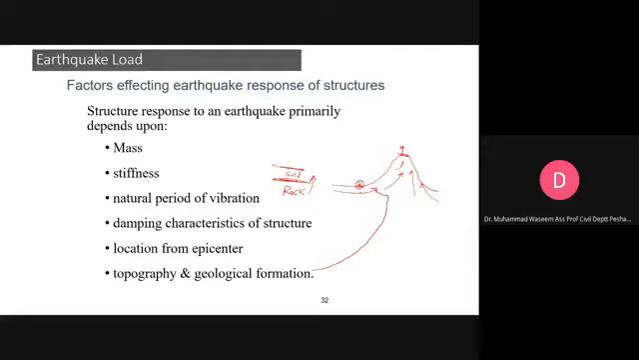For example, you are building a structure on a very loose deposit. Loose deposits tend to amplify the ground motion. They tend to amplify the amplitude of the waves. So you will experience more intense shaking. And if you are building your structure on hard soil or rocks, you will experience less shaking. Okay, location from the epicenter means that if you are far away from the epicenter, you will experience less shaking. Okay, because the amplitude of the waves is attenuated when they reach you.